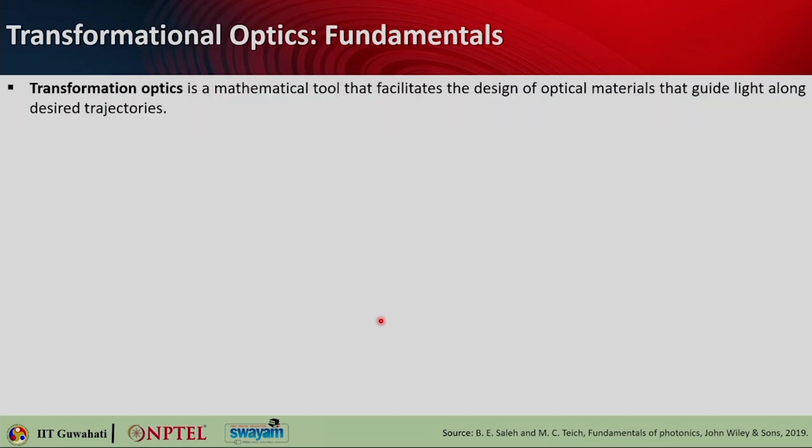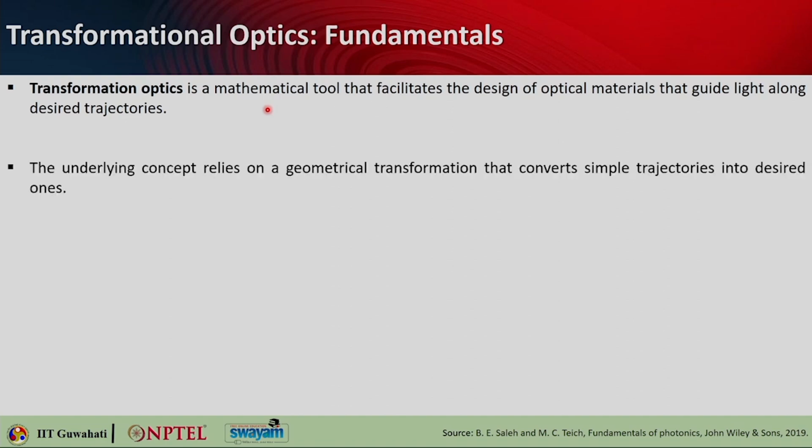Now to overcome these limitations, you can think of transformation optics. Transformation optics acts as a mathematical tool that facilitates the design of optical materials which can guide light along any desired trajectory. So you are able to achieve similar functionality to graded index optics, but here you can also do a lot of new, cool stuff.